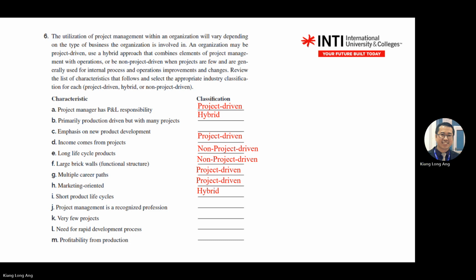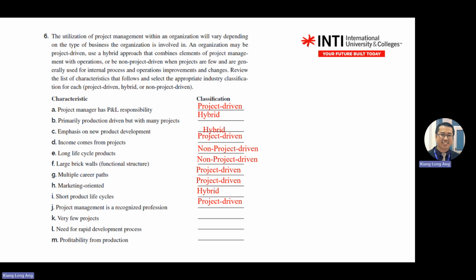Okay. So if it is non-project driven, normally they are in a normal manufacturing plant. You imagine non-project is a manufacturing plant. Anything near to manufacturing plant characteristics is a non-project. Okay, it's a hybrid. Hybrid emphasizes on new product.